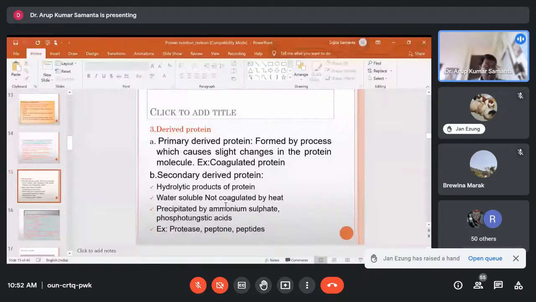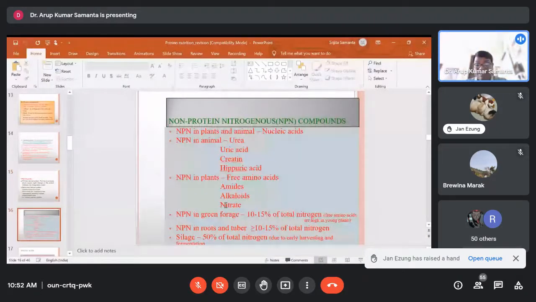Along with protein structure, we usually discuss the non-protein nitrogenous compounds. From these you may find one or two questions. What are the non-protein nitrogenous compounds of immense animal nutrition significance, particularly for ruminant species? It is basically urea and biuret, but mostly it is urea. Urea is considered a non-protein nitrogenous compound. Why is it important for ruminant species?